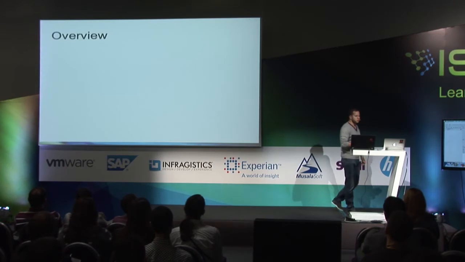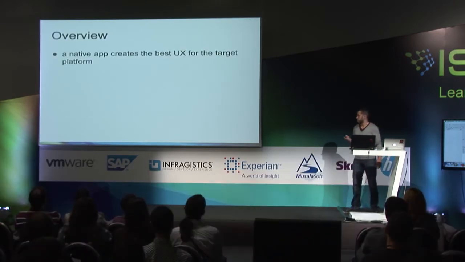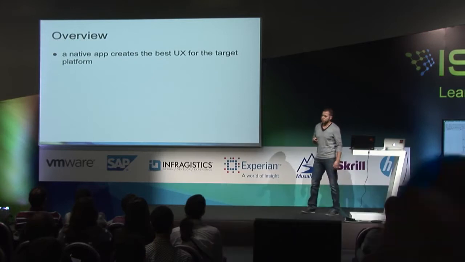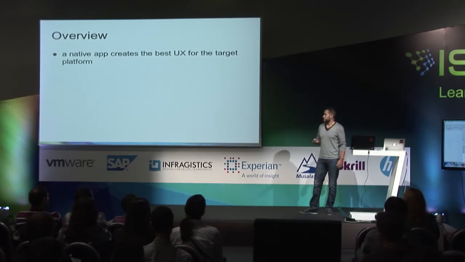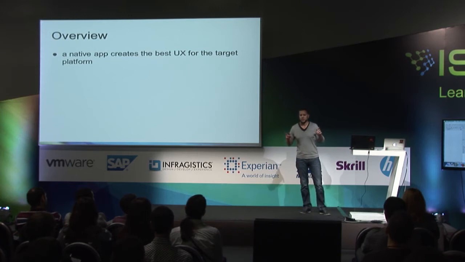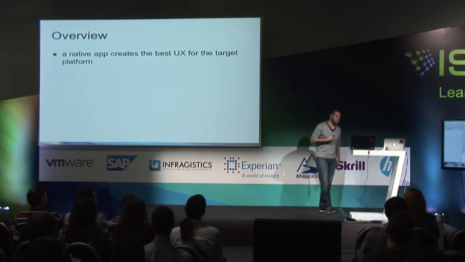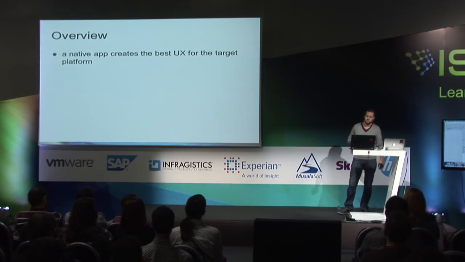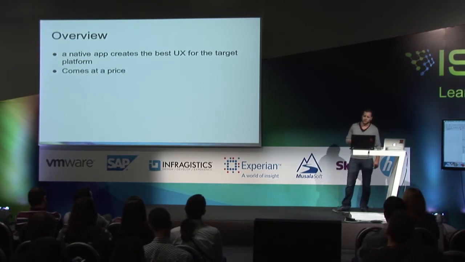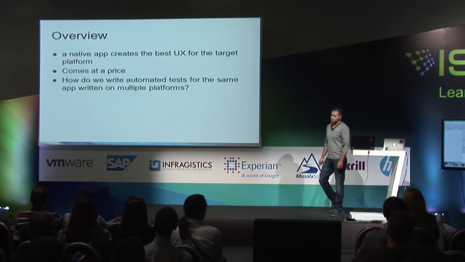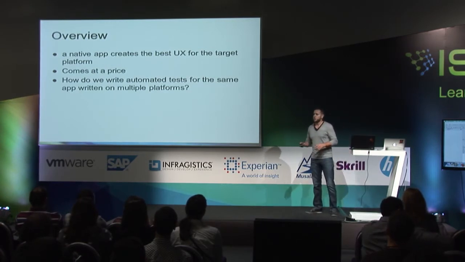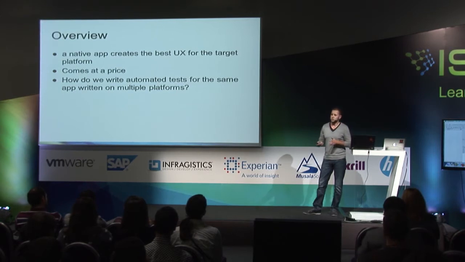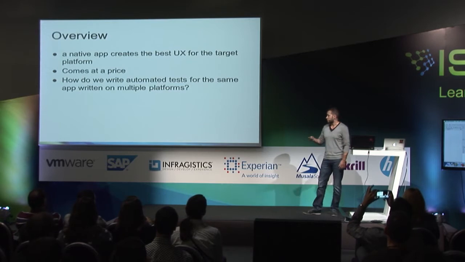So you can argue that a native app creates the best user experience for the target platform, and a lot of big companies have embraced this concept. For example, Facebook, they started with web, they rewrote their application to have a native experience, and some things like games and more interactive UIs need to be written in native. And this usually comes at a big price. The question I would like to answer is, how do we make automating and testing those applications, which are written for multiple platforms, more robust and easier?